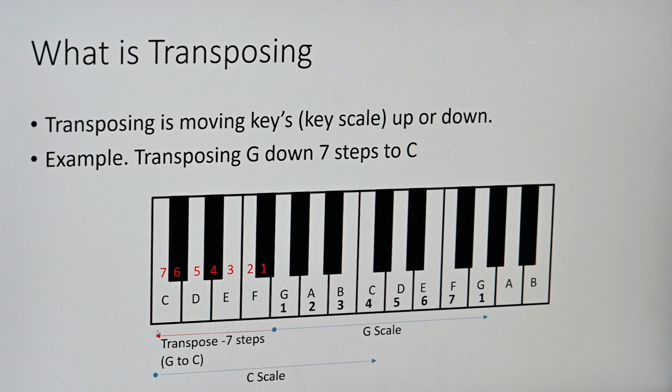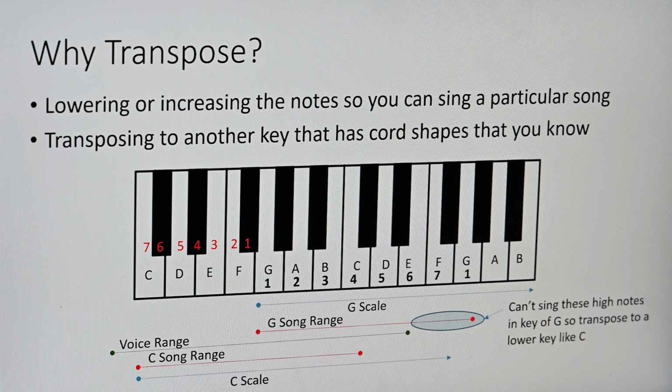So that is what transposing is. It's moving our original key up or down. This example happens to be down, but we can transpose our original key up or down to make it higher or lower. So why would you do that?